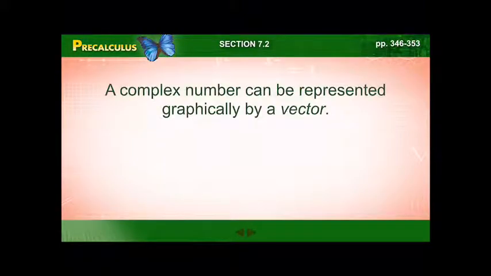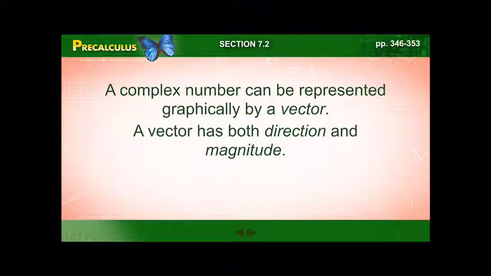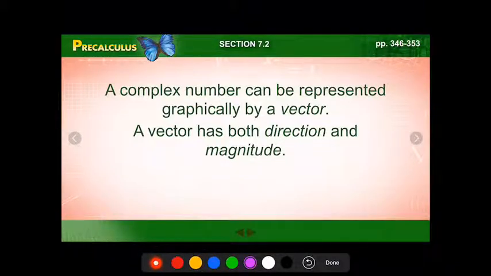Moving right along. A complex number can be represented graphically by vectors. A vector has both a direction and magnitude. You guys already know that. And probably you also remember that vectors can be written with the vector notation. It looks like a greater than or less than, like 2 and -5. That would be a vector notation. This would be the x, and this would be the y.